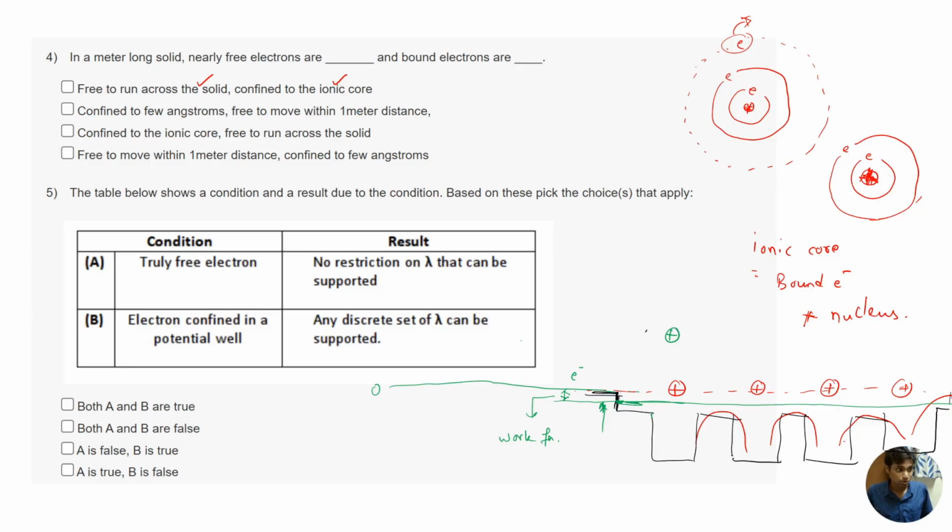Is that clear? Yes, sir. I think I'm clear. So another question in the same diagram you have here.